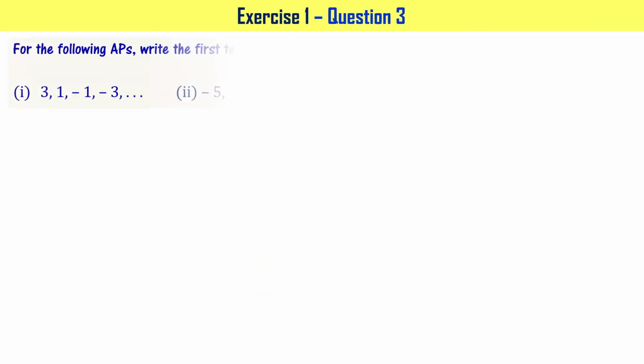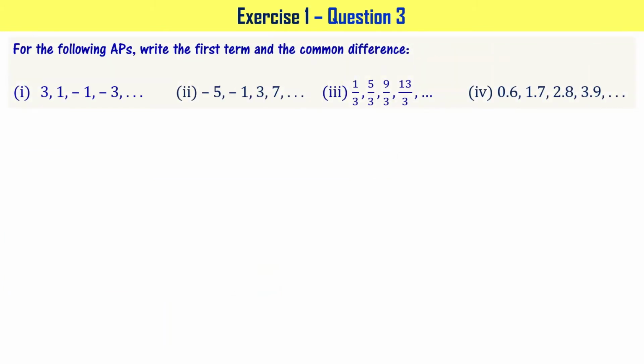Question number 3 is, for the following arithmetic progressions, write the first term and common difference. We are given total 4 arithmetic progressions and we are asked to find the first term and common difference. Let's start with the first one. Here, for the first one, the first term is 3. That's why we say that A1 equal to 3.